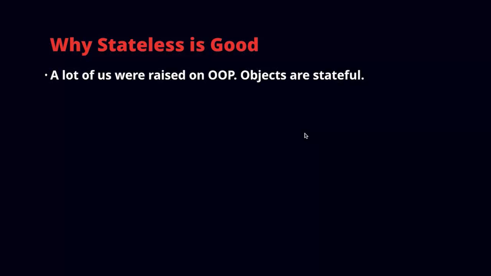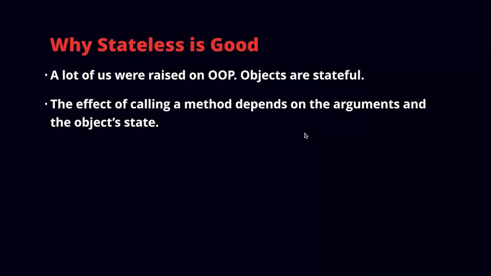A lot of us were raised on object-oriented programming, and basically building software which is built around stateful objects, right? Objects in object-oriented programming are stateful in the sense that the effect of calling a method depends on two things. It depends on the arguments that you provide to the method, and it also depends on an internal, hidden state of the object.